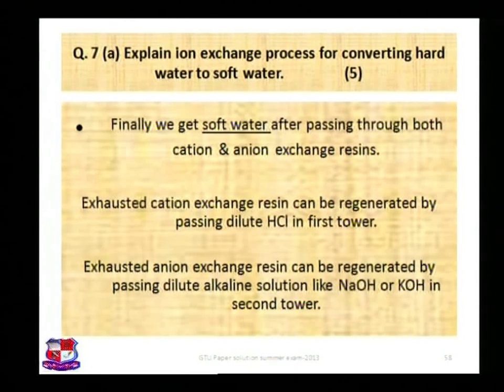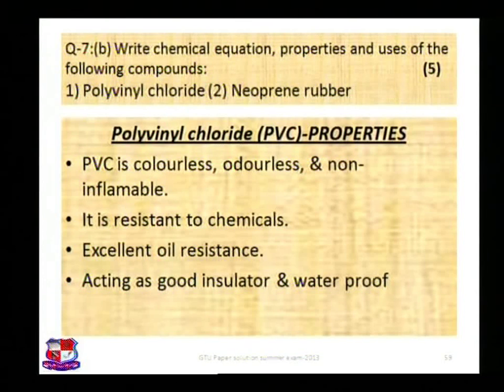If your cation exchanger tower gets exhausted, you can regenerate it by passing dilute HCl. If your anion exchanger tower gets exhausted, you can regenerate it by passing NaOH or KOH in the second tower. Let us take the next question, that is question 7b.